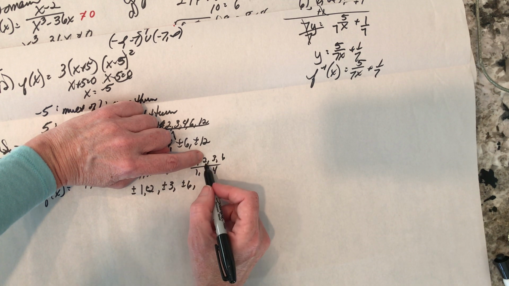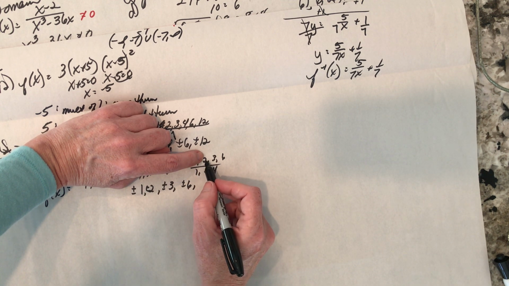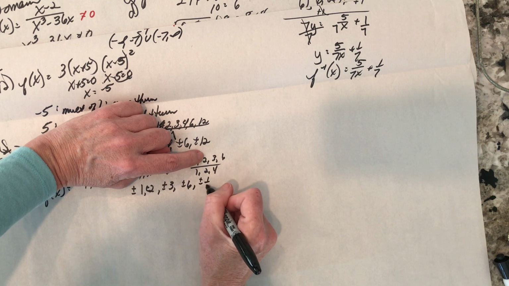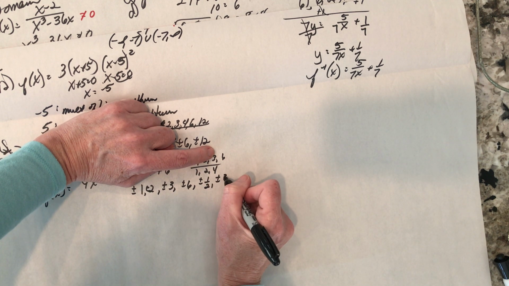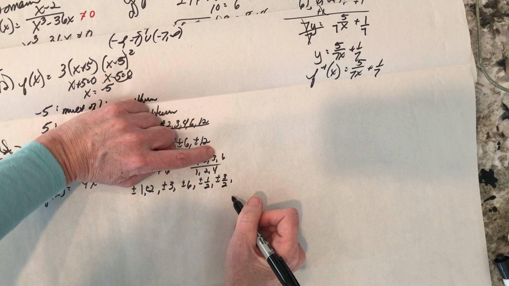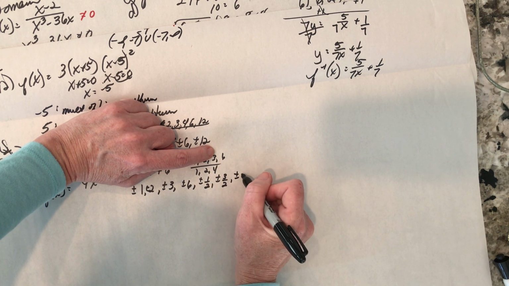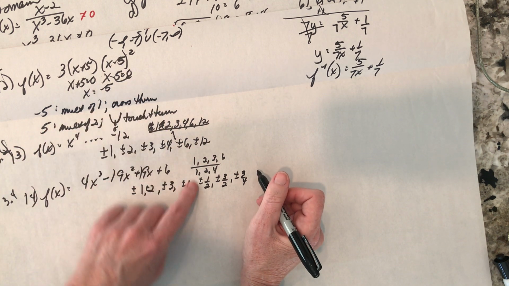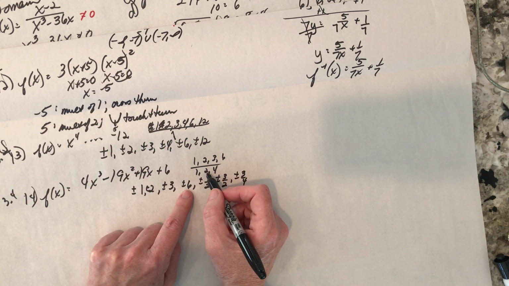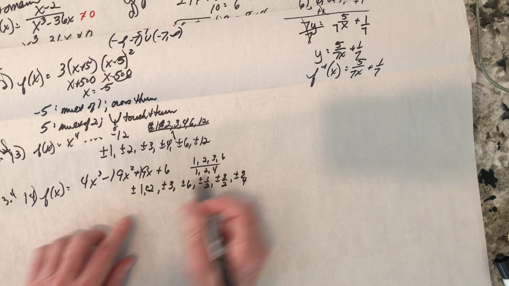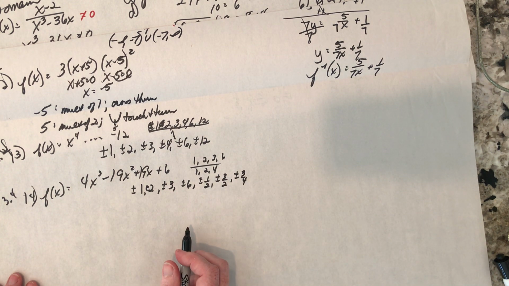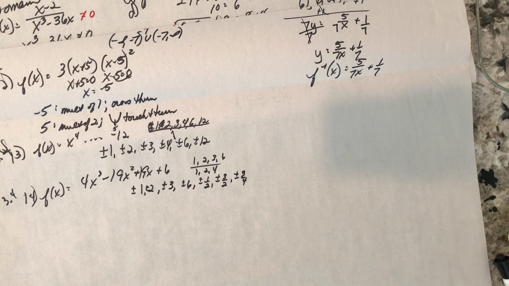Now let's try 2 over 1. Well, we've already got that. 2 over 2, we've got that. 2 over 4, that's 1/2. 3 over 1, we have that. 3 over 2, we don't have that, so plus or minus 3/2. And 3 over 4, we don't have that. 6 over 1, we've got it. 6 over 2 is 3. 6 over 4 reduces to 3 over 2, and we've got it. So these are the numbers we get to choose from when we're going to do synthetic division.